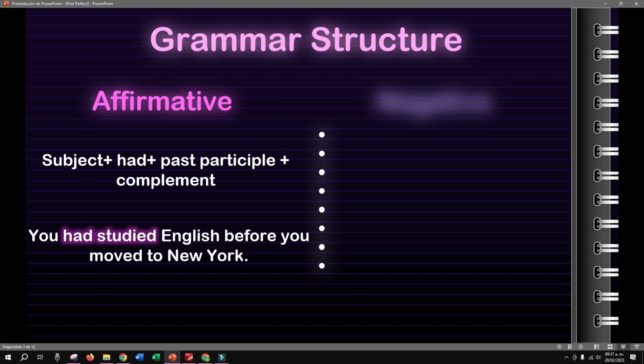You can have an example like this. You had studied English before you moved to New York, right? So in that case, look, there you have subject, had, that is the auxiliary, and you have the main verb in past participle. So you had studied English before you moved to New York, right? So you have that something happened before.